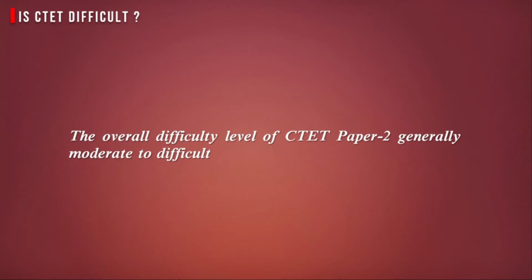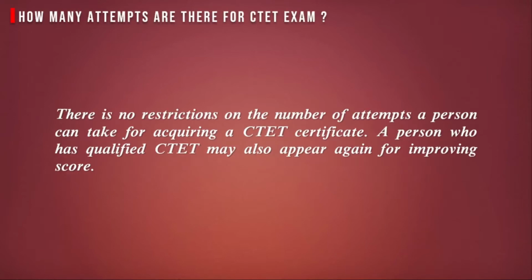The overall difficulty level of CTET paper 2 is generally moderate to difficult. There are no restrictions on the number of attempts a person can take for acquiring a CTET certificate. A person who has qualified CTET may also appear again to improve the score.